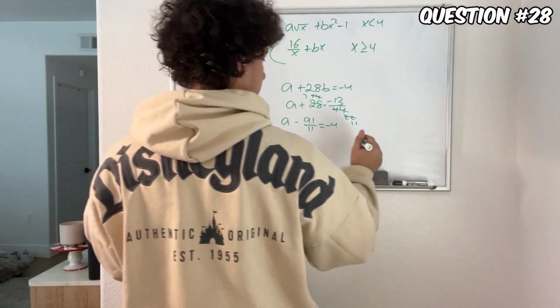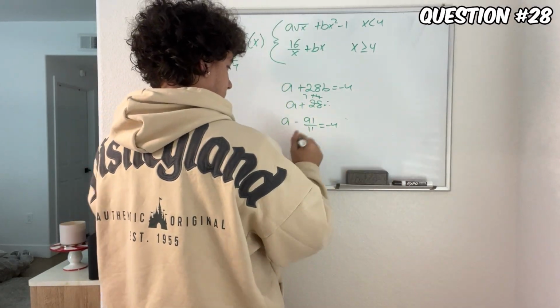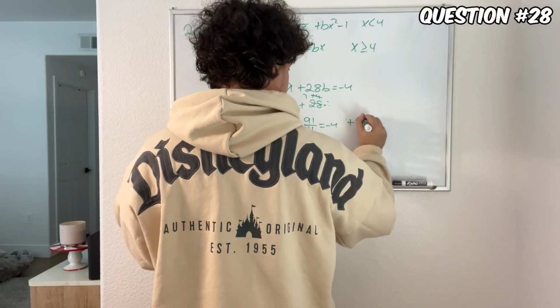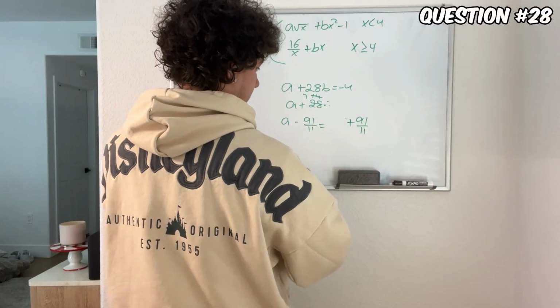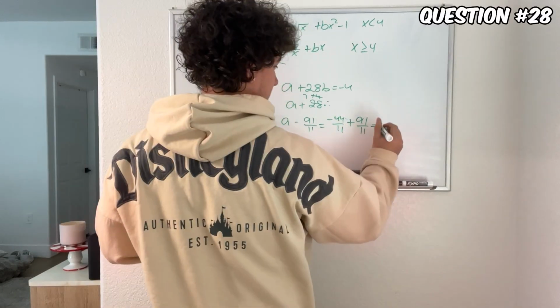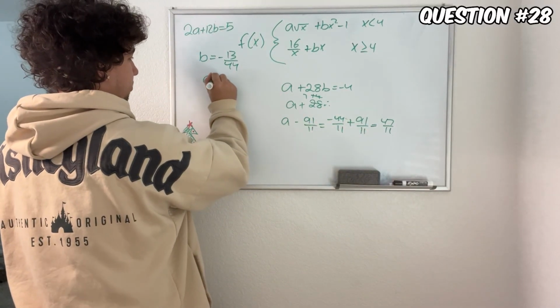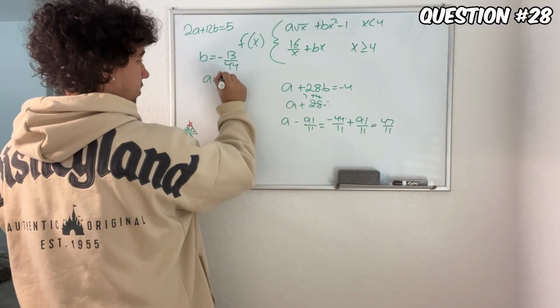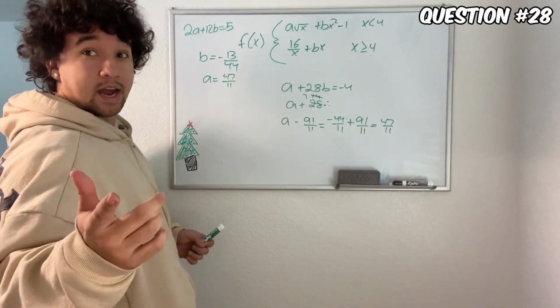Then I'd add 91 over 11. This is a lot. So let's add 91 over 11 to the other side. And then I would multiply this so it has a common denominator. Negative 44 over 11. This equals 47 over 11. Giving you your final answer of b being negative 13 over 44 and a being 47 over 11. Now we're on to the last page.